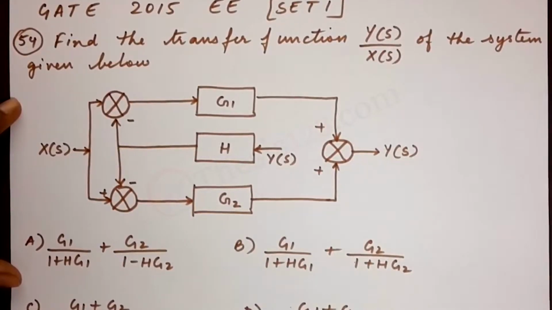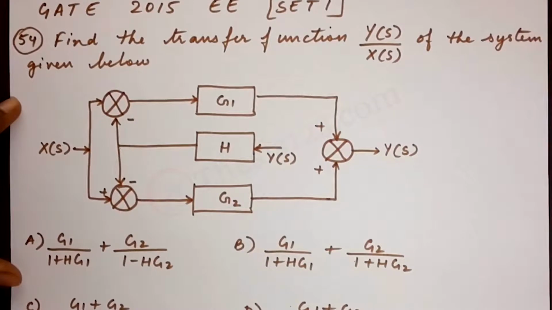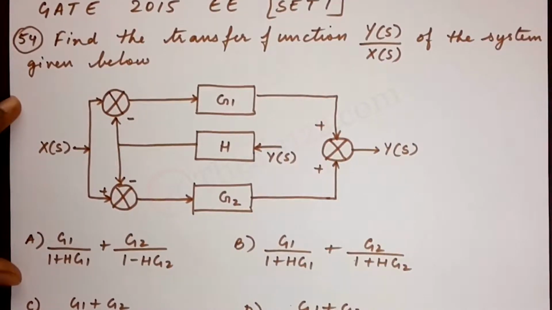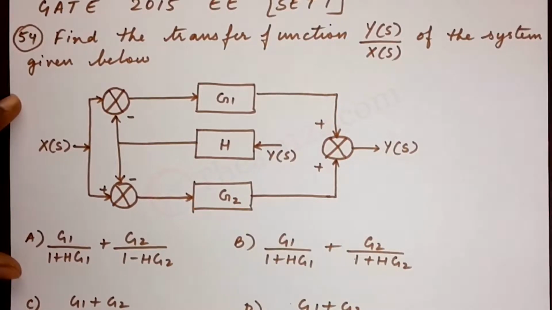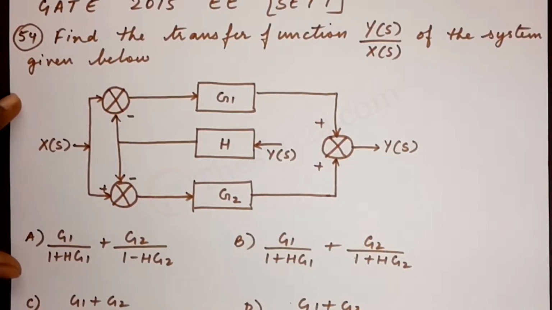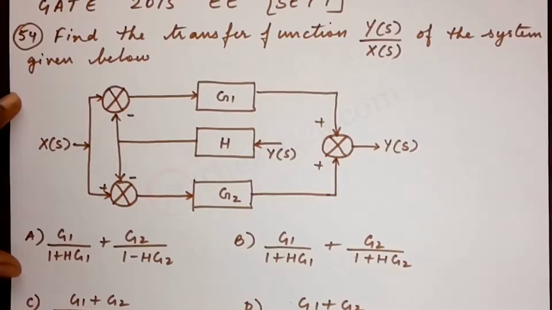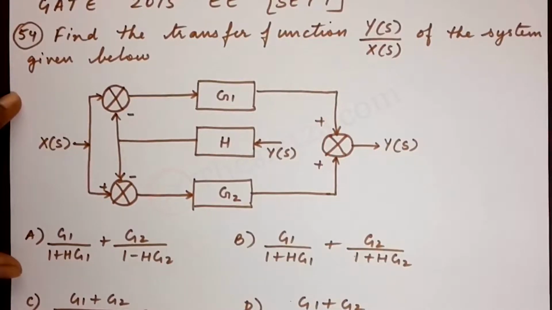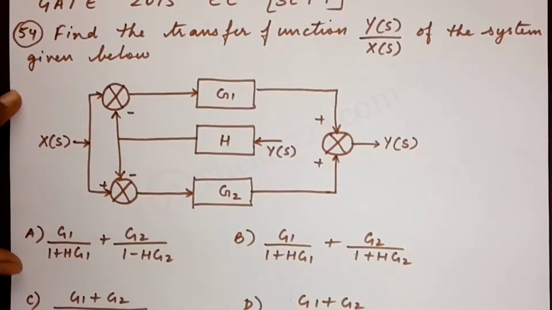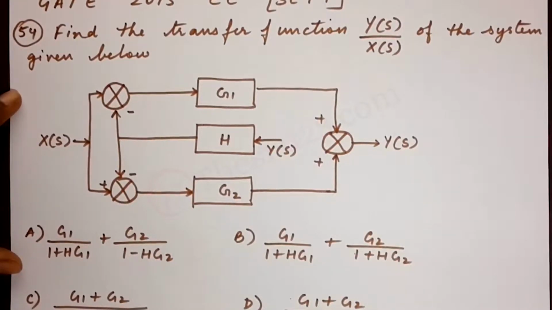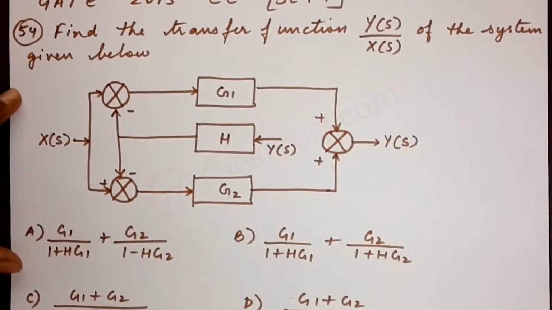Here's the next question, number 54. The question says, find the transfer function Y(s)/X(s) of the system given below. So we have a block diagram given to us, and in order to find the transfer function, we can make use of Mason's gain formula. So let's use that concept here.